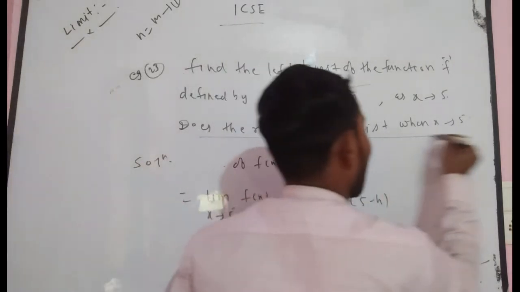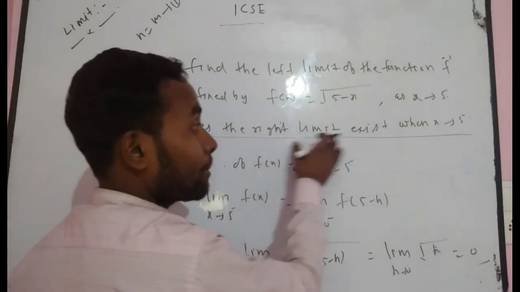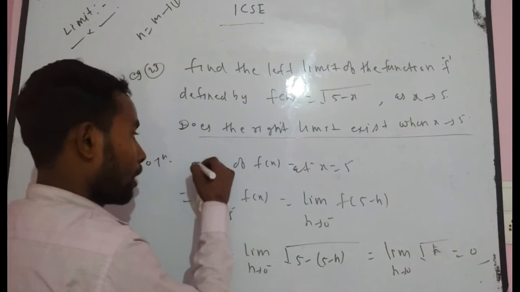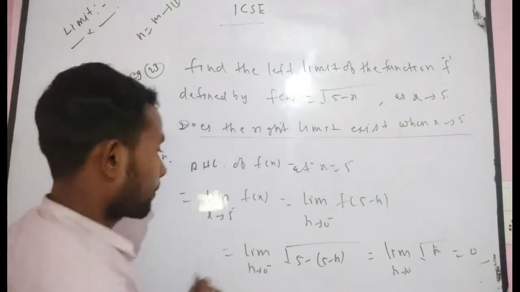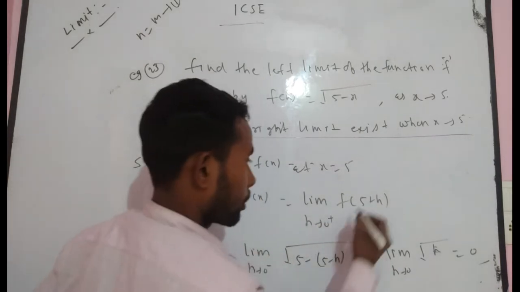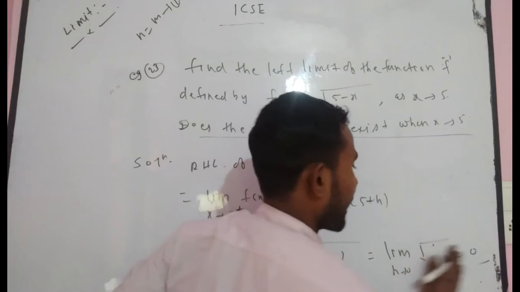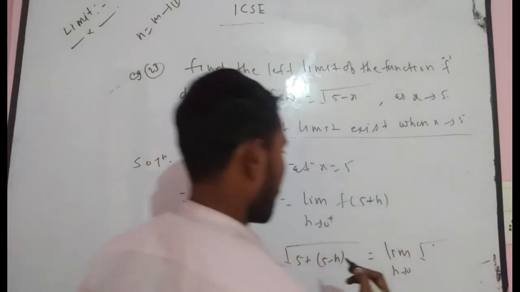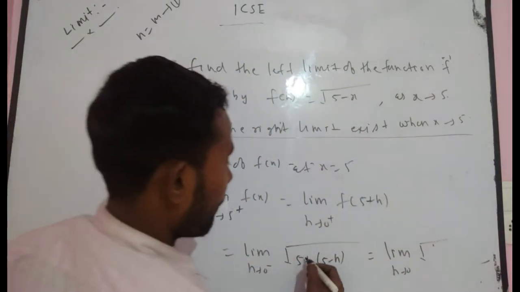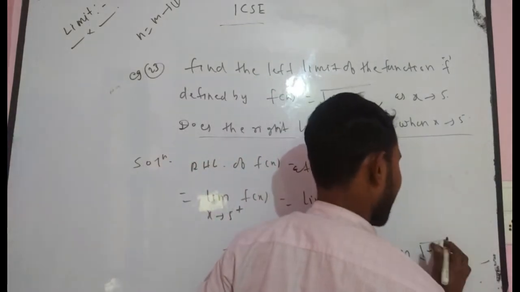Now, in this question there is also an additional part. Does the right limit of f(x) exist when x tends to 5? You have to write RHL of f(x) at x is equal to 5. It will be positive, so you have to write here 5 plus h, and there will be minus 5 plus h. Finally you get minus h.